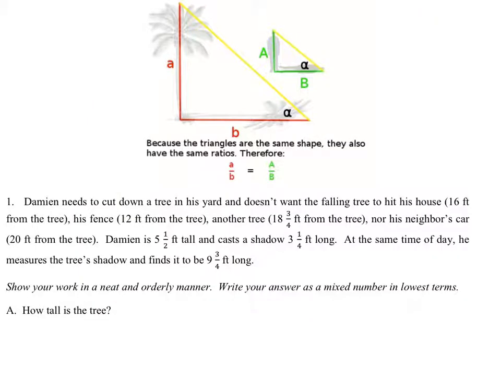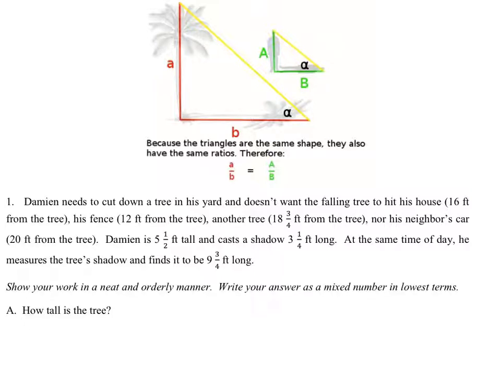Now Damien needs to cut down a tree in his yard and doesn't want the falling tree to hit his house, which is 16 feet from the tree, his fence, 12 feet from the tree, another tree, which is 18 3/4 feet from the tree, nor his neighbor's car, which is 20 feet from the tree. Damien is 5.5 feet tall and casts a shadow that is 3 1/4 foot long. At the same time of day, he measures the tree's shadow and finds it to be 9 3/4 feet long. So we need to use that information to figure out how tall the tree is.